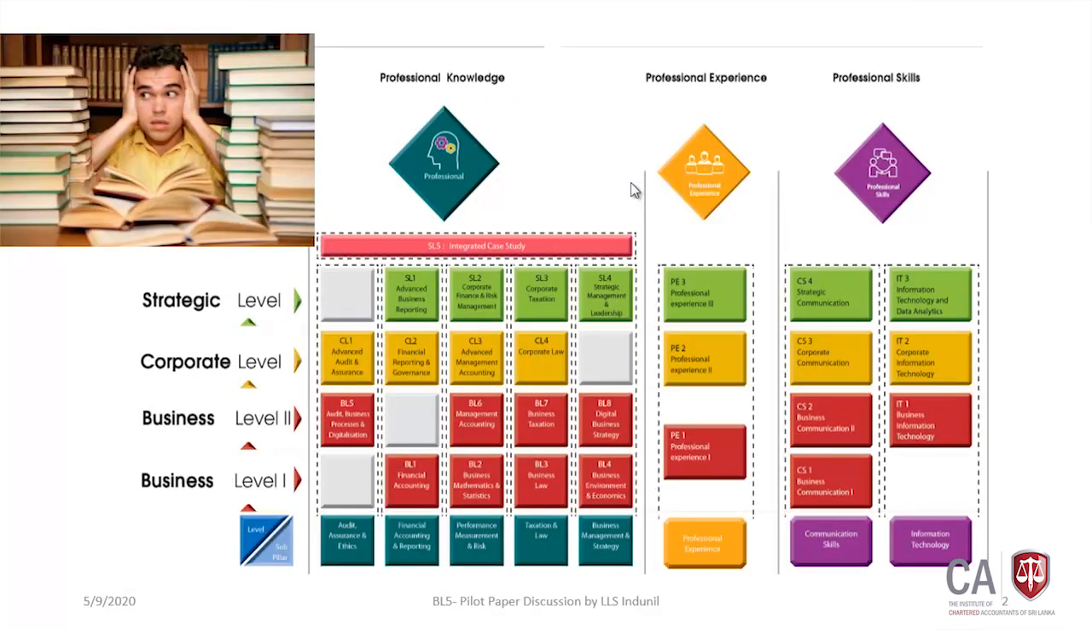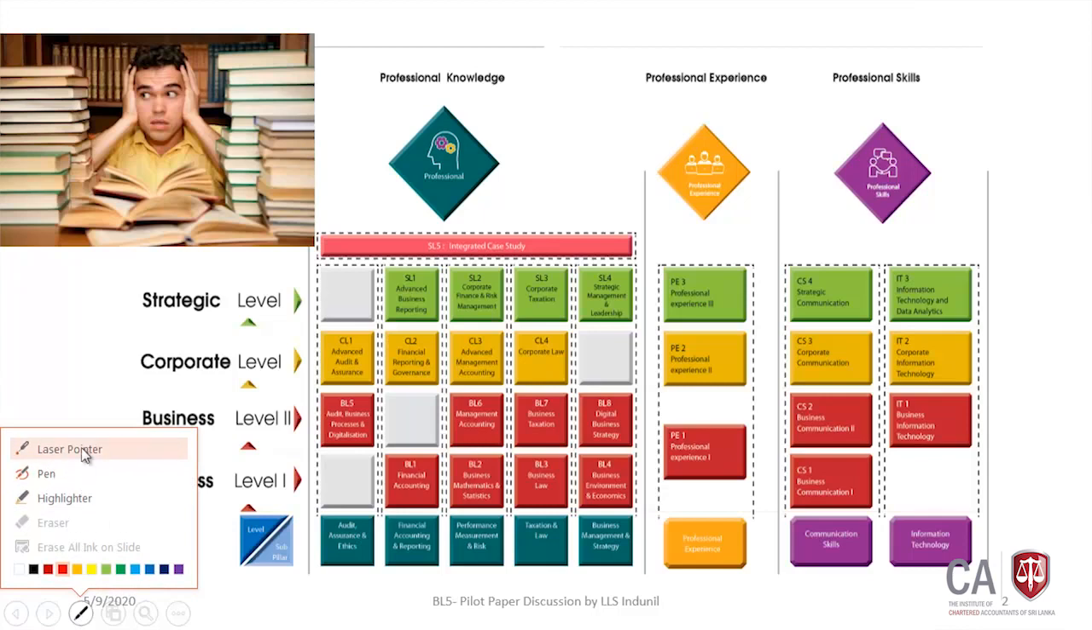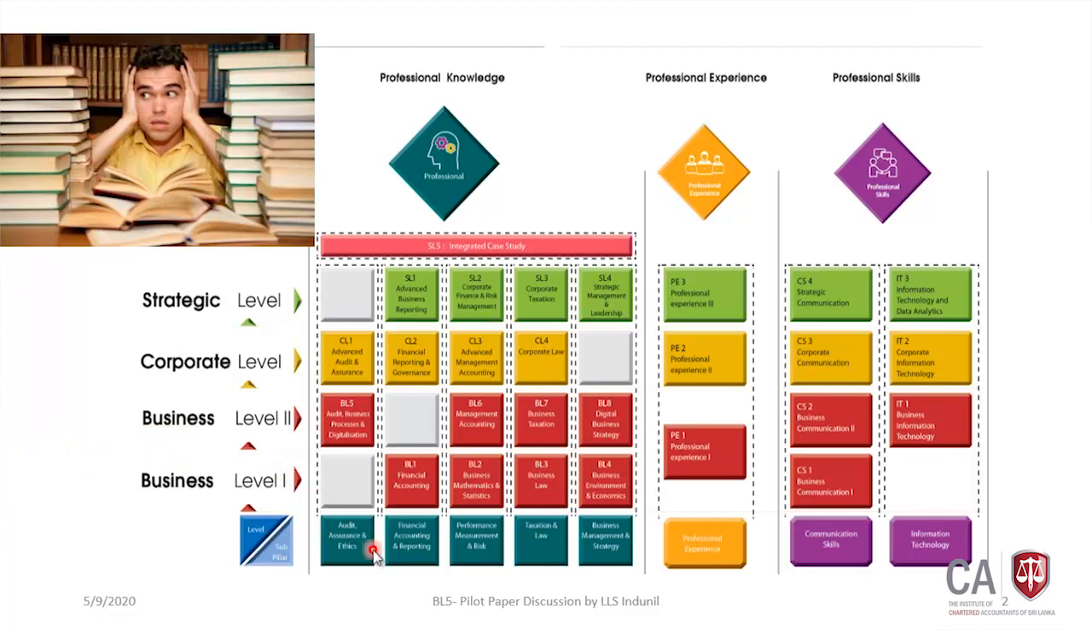Like I explained to you, the syllabus. This is very important for you to understand the bigger picture of the syllabus. Right now, you can see your subject, our pillar here, financial accounting and reporting, and then there is BL1, and then there is CL2, and then there is SL1, saying advanced business reporting at strategic level.